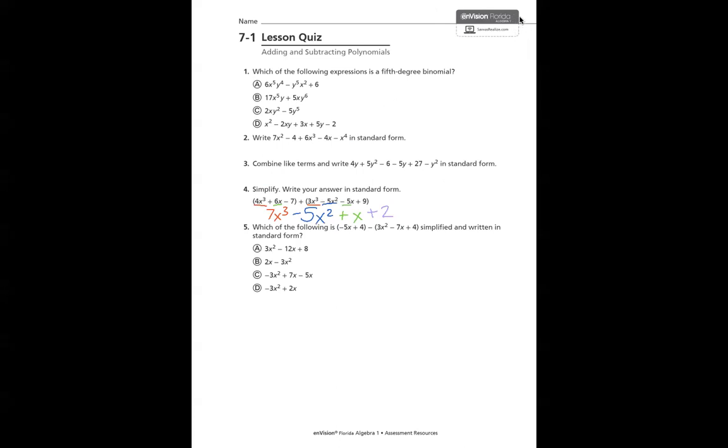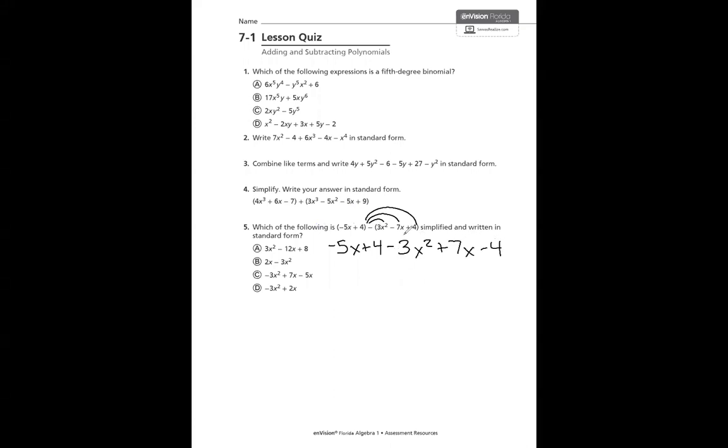The last question is similar to what we just did in number 4, but it's subtraction. So before you can combine like terms, you're going to need to distribute that negative. You don't do anything to the first group. So it's negative 5x plus 4. That stays the same. But that negative gets distributed to each term in the 2nd group. So minus 3x squared, minus minus becomes a plus 7x, and then minus 4.